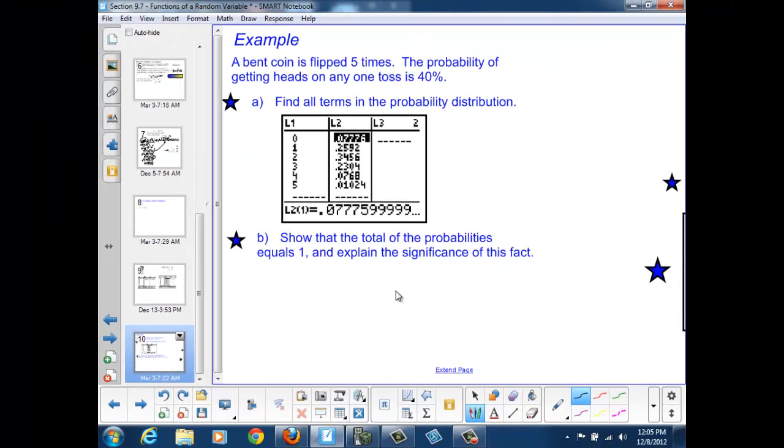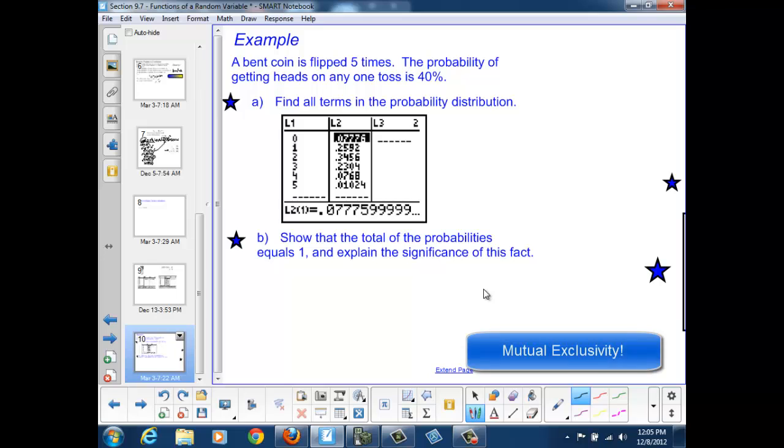Why is this significant? Well, we've detailed all the possible outcomes for tossing a bent coin 5 times, getting 0, 1, 2, 3, 4, or 5 heads. It's impossible to have any of these outcomes occur at the same time, so they're mutually exclusive. We should have a 100% chance of one of these 6 outcomes occurring.